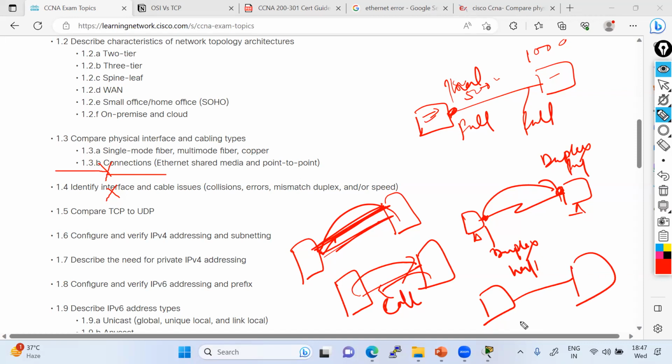Likewise, I am talking and you also start talking. So you're not able to understand what I am talking, and I am not going to understand what you are talking. So a collision is going to happen between you and me, right? So this is because of the duplex.